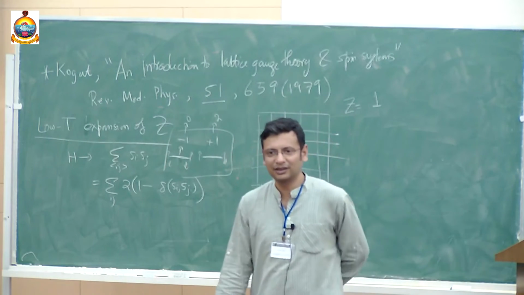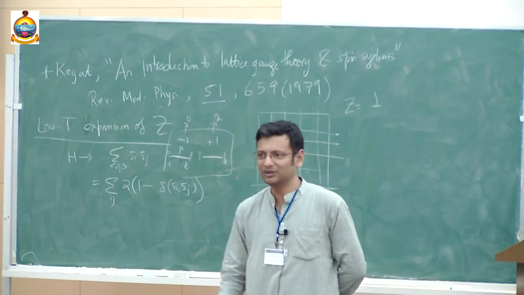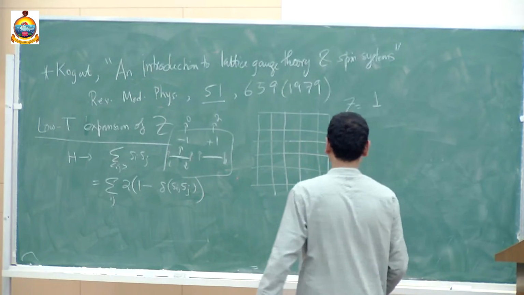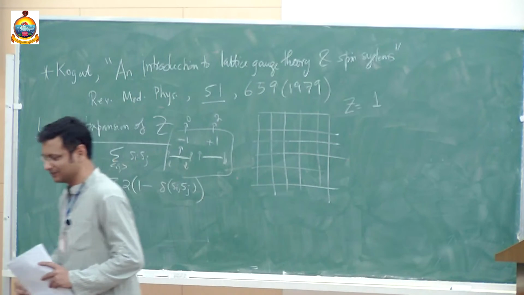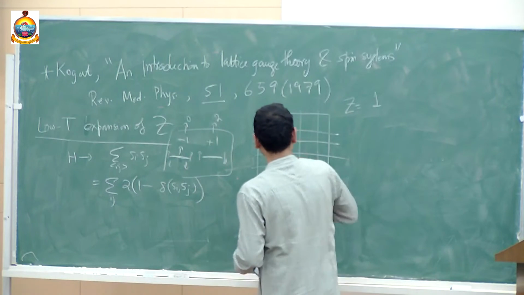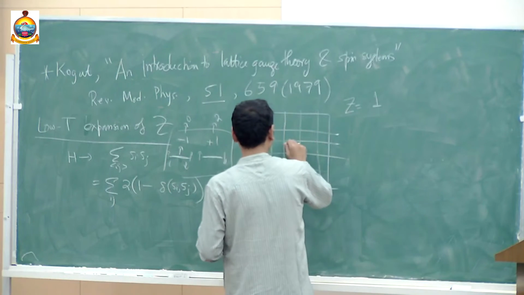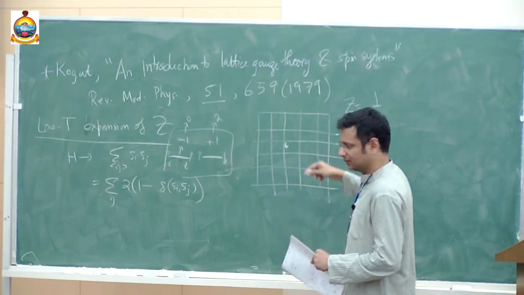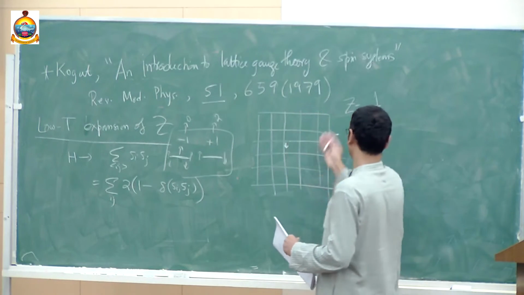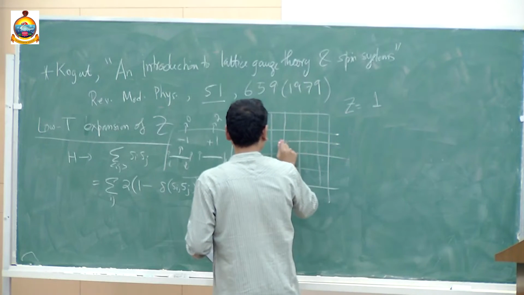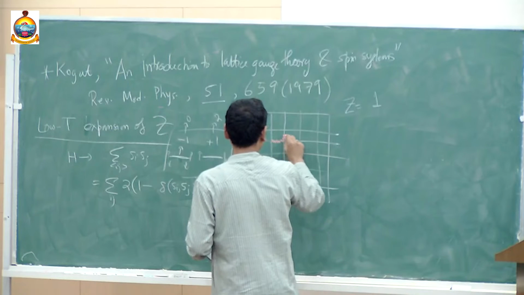What is the simplest way you will create an excitation? Correct. Flip 1 spin. So let's flip this spin, and every other spin is up, by the way, because I'm just perturbing this, I want to set up a perturbation. So then only these bonds are broken.